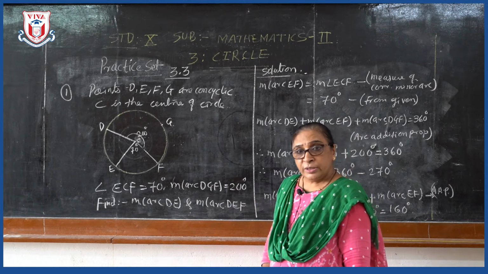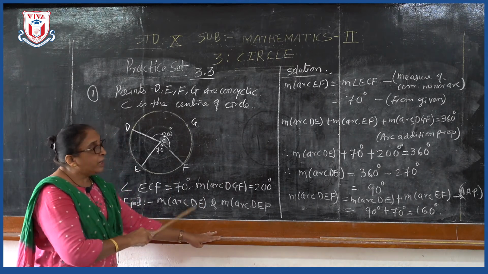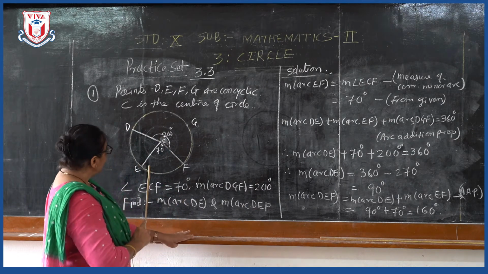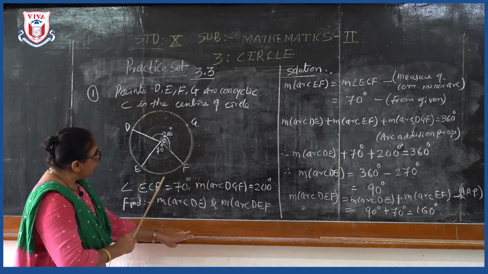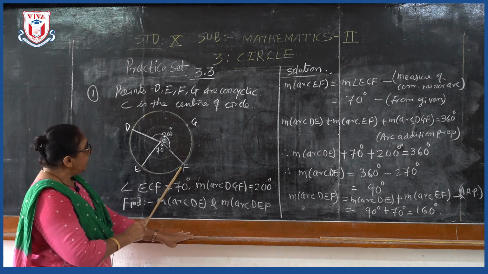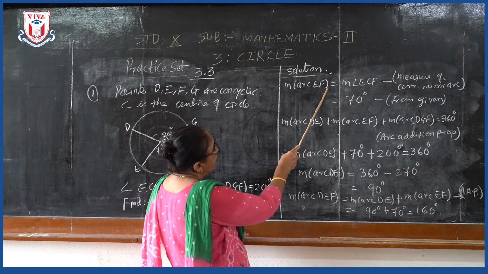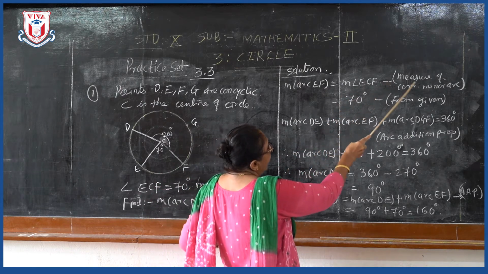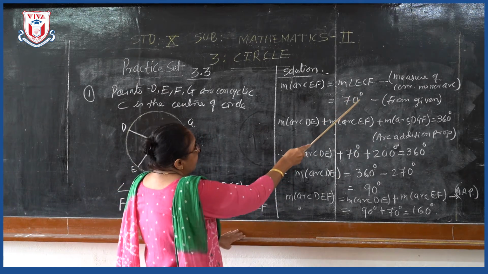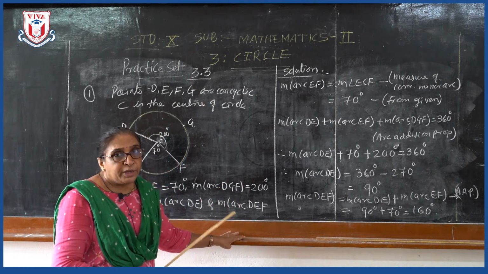So how to solve this? See here, from the figure, how can we apply the properties which we have learnt before. The measure of arc EF is equal to its corresponding central angle. That means arc EF will be equal to angle ECF, the measure of the corresponding minor arc. That is given as 70 degrees. So arc EF will be 70 degrees from the given information.